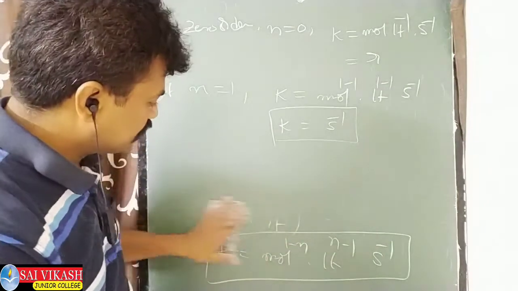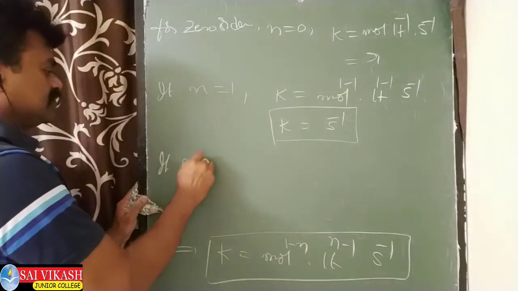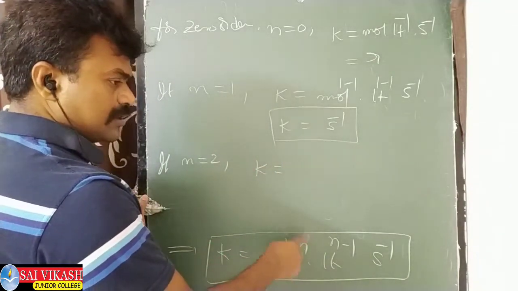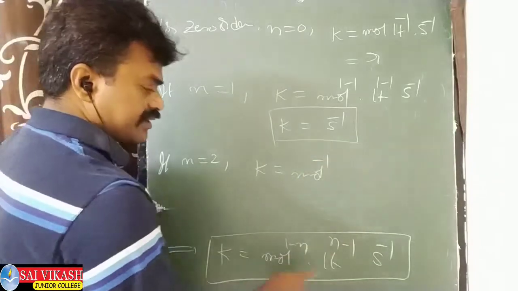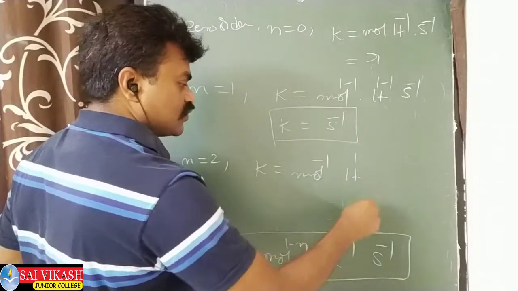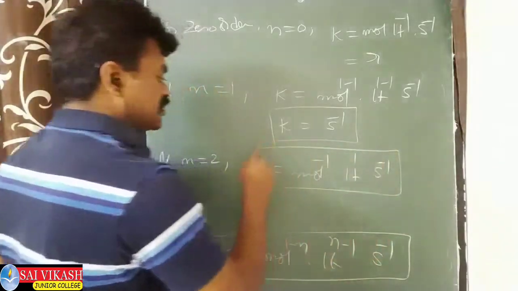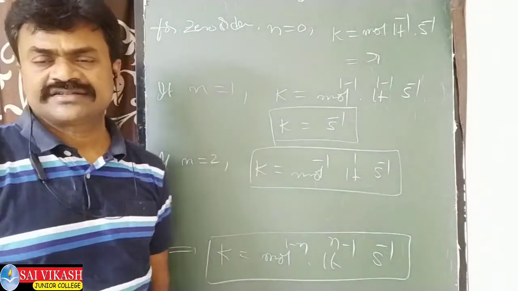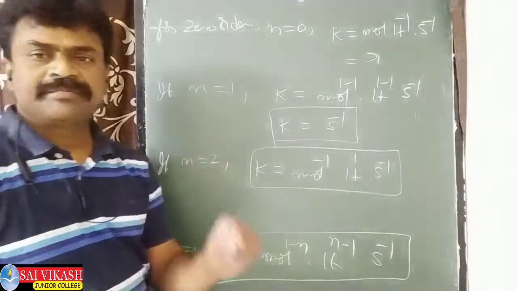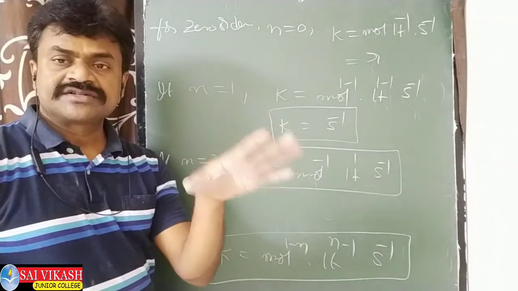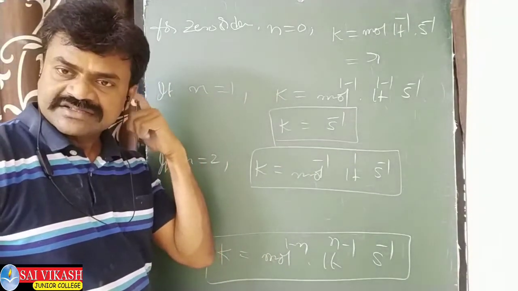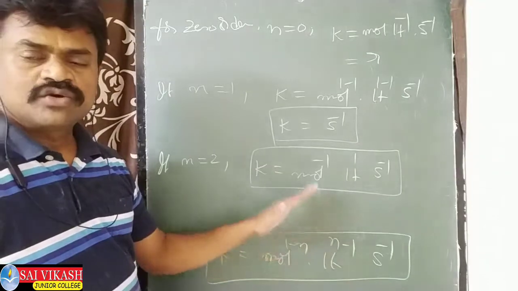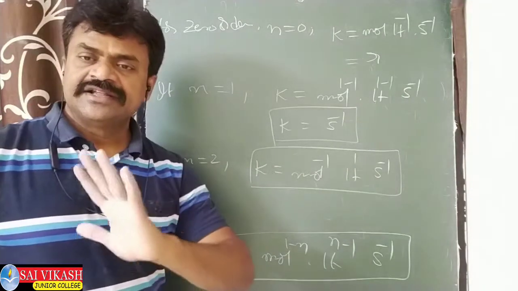Now what is the unit of K for the second order? If n equal to 2, what will you get? K equal to mole power 1 minus 2, means mole power minus 1, and liter power 2 minus 1, means liter power 1, second inverse. So this is the unit of K for second order. If order changes, the unit of K also changes. The unit of rate constant depends on order. If order changes, the value of K also changes. This is the general formula to find the unit of K.